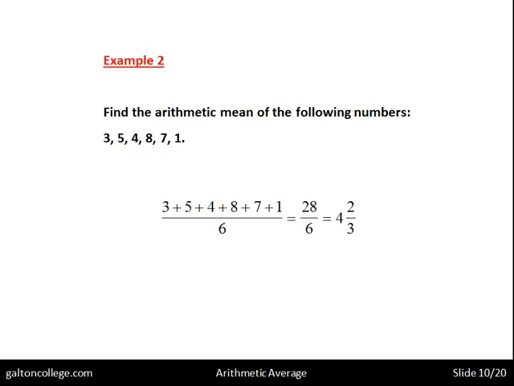We still add up the numbers on the numerator, so it's 3 plus 5 plus 4 plus 8 plus 7 plus 1. This time we have 6 numbers, so the denominator is 6. That means when we add up the numbers, we get 28 divided by 6, which is 4 2/3, or 4.666.